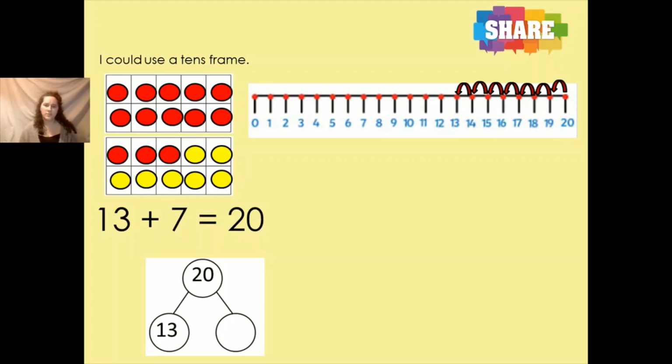Now, to find the difference, what would I need to do? Amazing. I would need to count how many jumps I did. So you ready? You're going to count those jumps with me? 1, 2, 3, 4, 5, 6, 7. Brilliant. That 13 plus 7 equals 20. So I can put that into my part whole model. I know that I would need 7 more cars in my car park to make 20. And one set of number bonds to 20 are 13 plus 7.